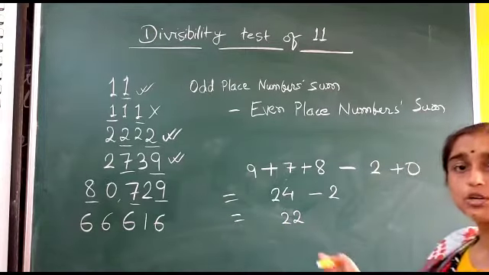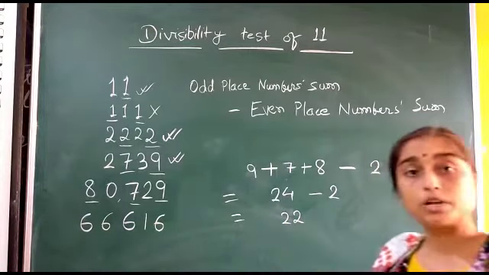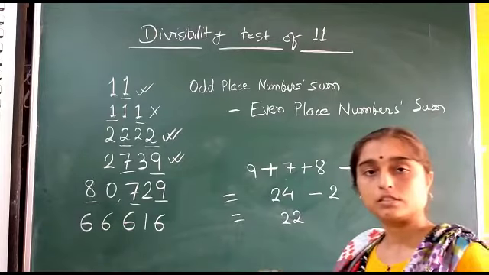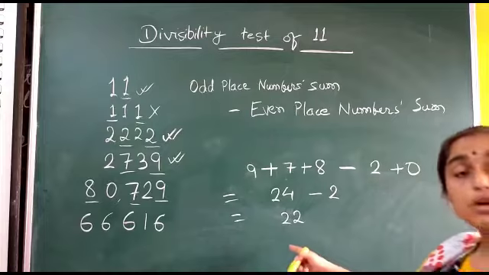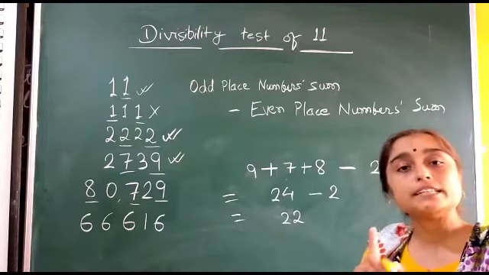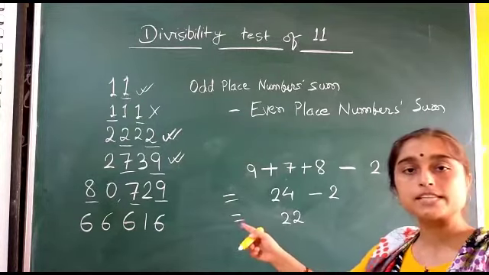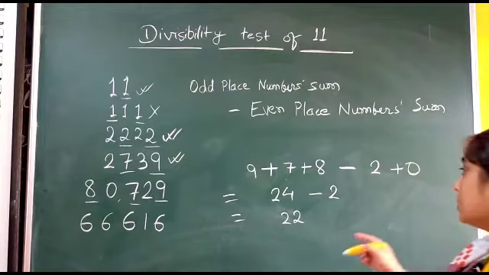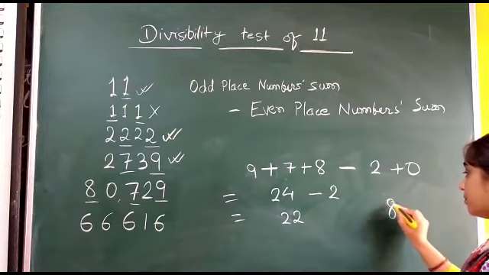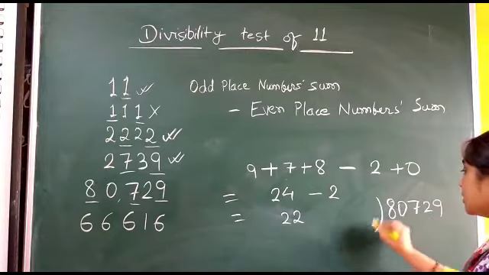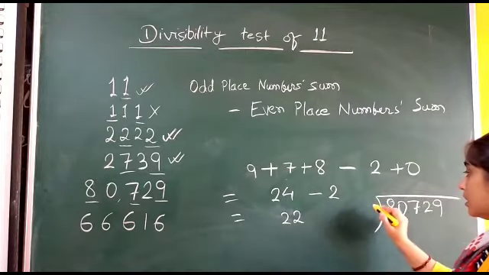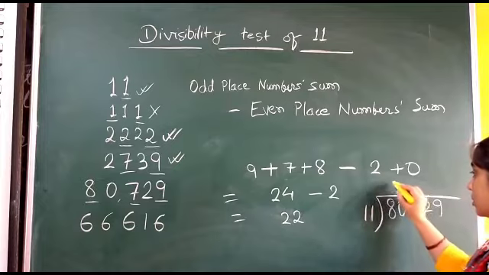Now see, the number 22 is a multiple of 11. 11 twos is 22. When the difference is a multiple of 11, in that case also that number is divisible by 11. We can check it out here. Divide this number by 11 and find out whether this number is divisible by 11 or not.